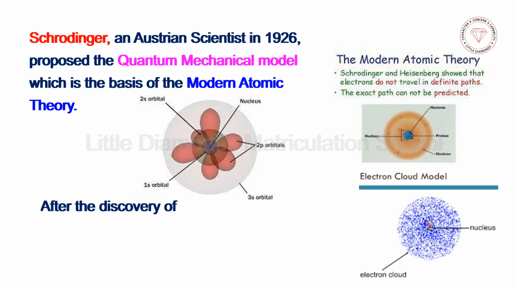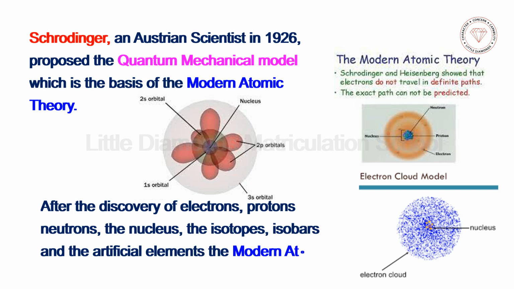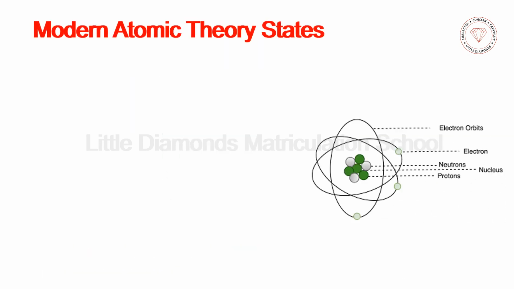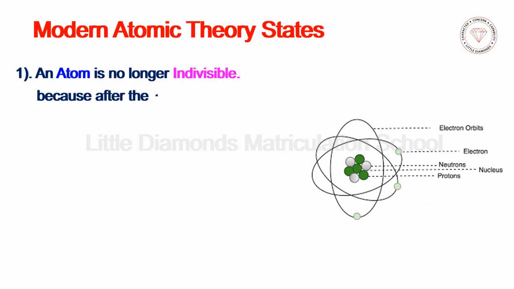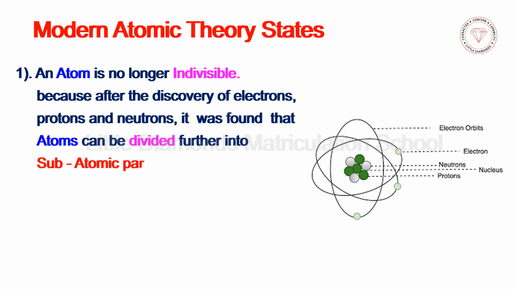After the discovery of electrons, protons, neutrons, the nucleus, the isotopes, isobars, and the artificial transformation of one element to another element, the modern atomic theory was proposed. Number 1, modern atomic theory states that an atom is no longer indivisible because after the discovery of electrons, protons, and neutrons, it was found that atoms can be divided further into subatomic particles.